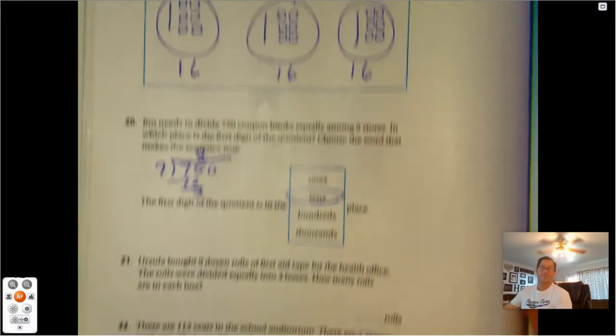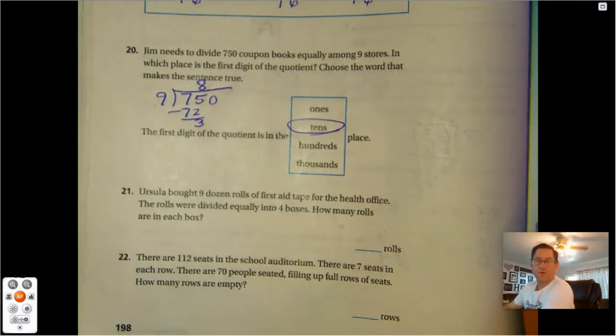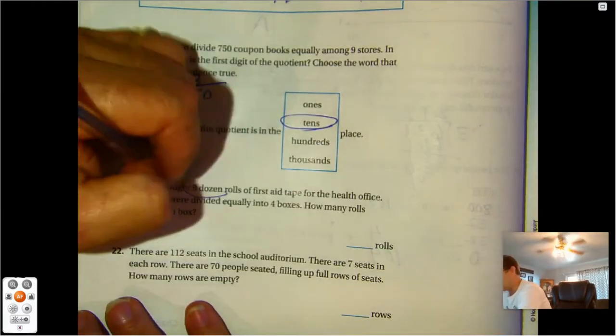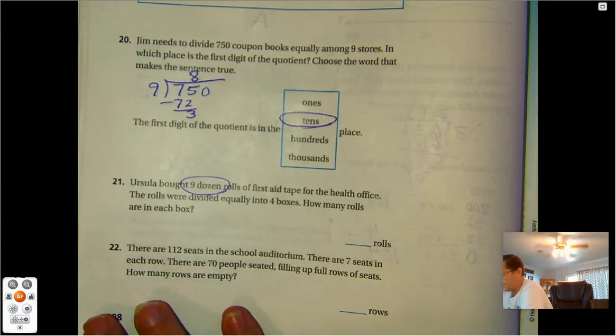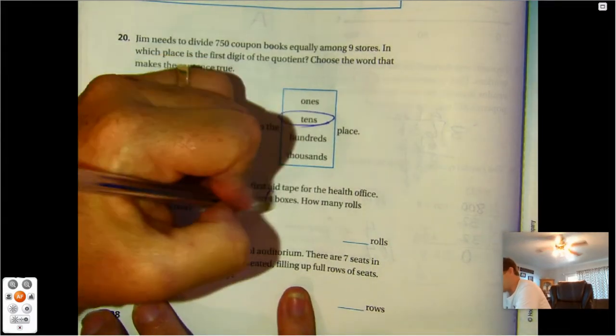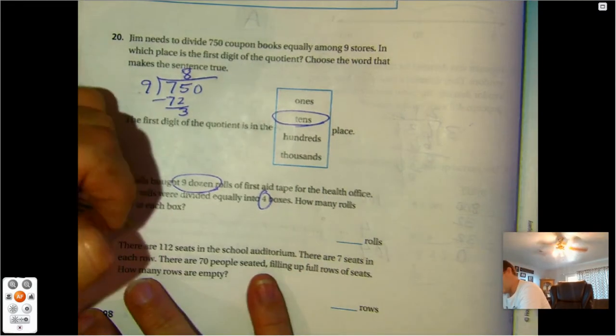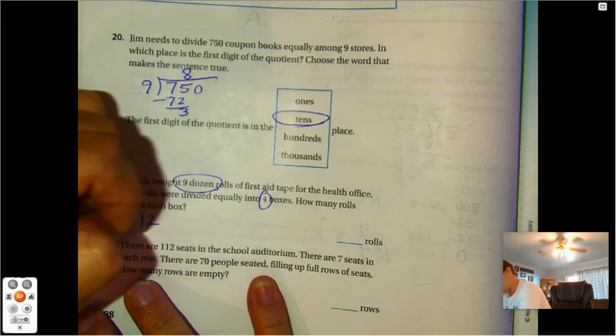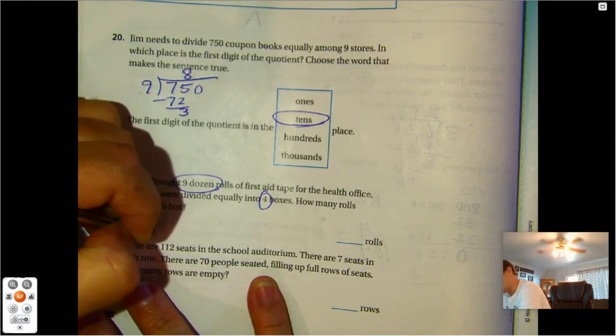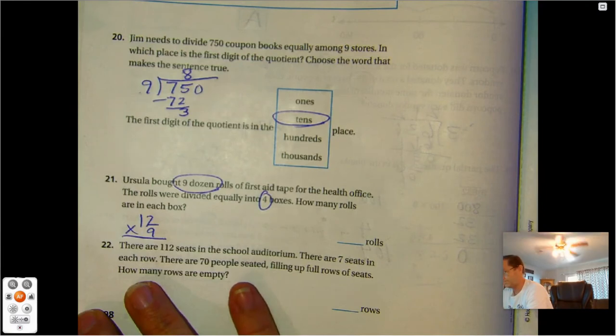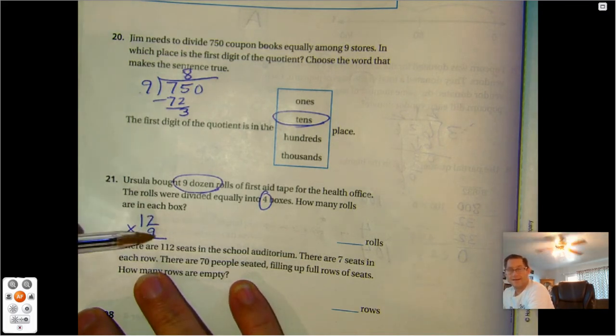21. Ursula bought 9 dozen rolls of first aid tape for the health office. The rolls were divided into 4 boxes. How many rolls are in each box? Well, what do we need to do first? Well, we have 9 rolls of 12. Dozen is 12, 12 times 9. And then we're going to divide that into 4 groups equally.